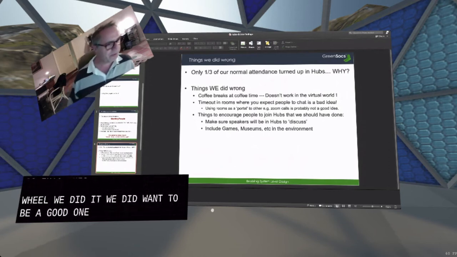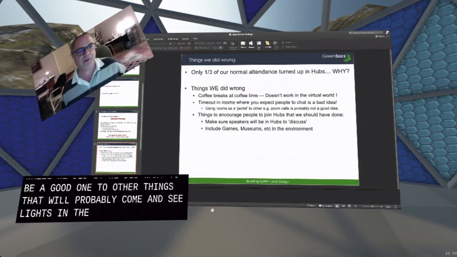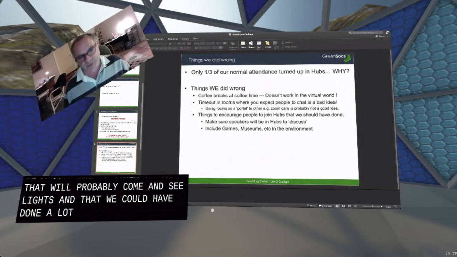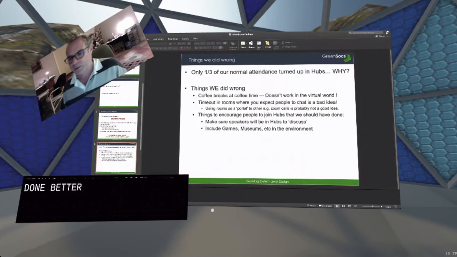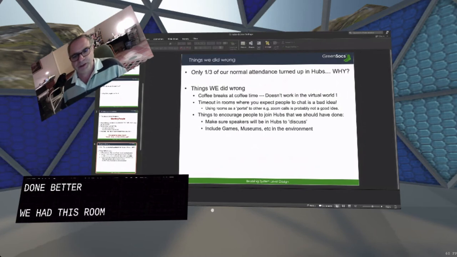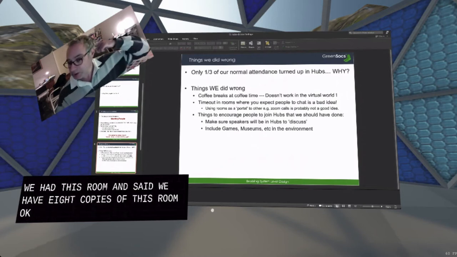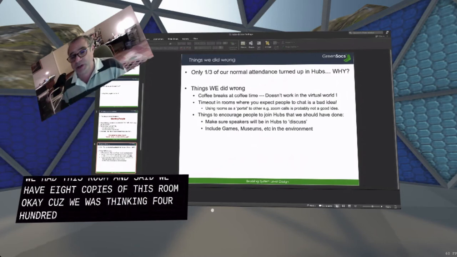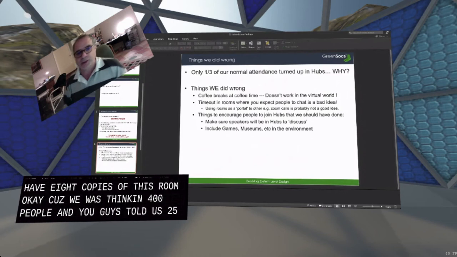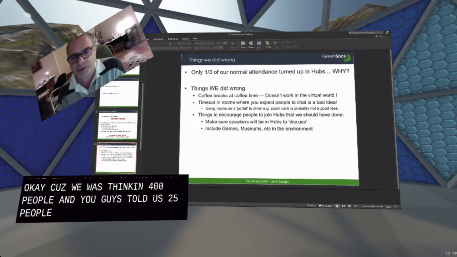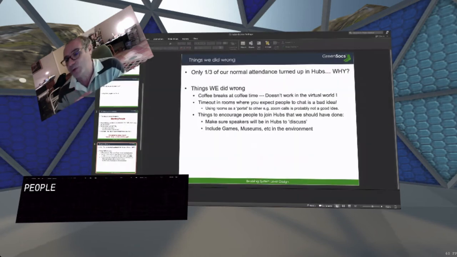We did one or two other things that we'll probably come on to later that we could have done a lot better. But equally, okay, we set the thing up so that we had a portal. I should explain. We had this room and we had eight copies of this room. Because we were thinking 400 people and you guys told us 25 people per room. So we're like, okay, eight copies of this room and then eight, what we called stupid, lobbies.